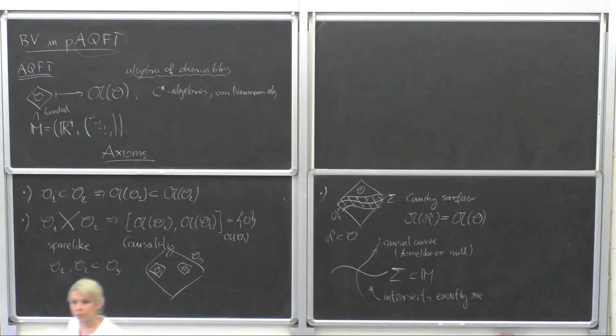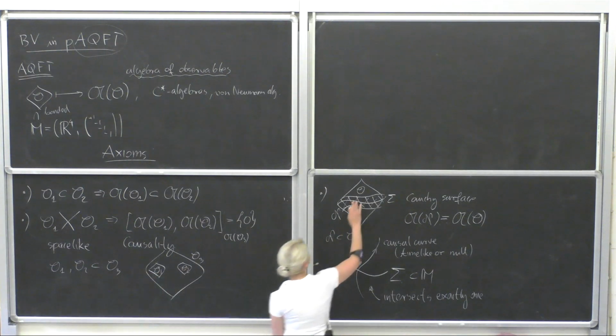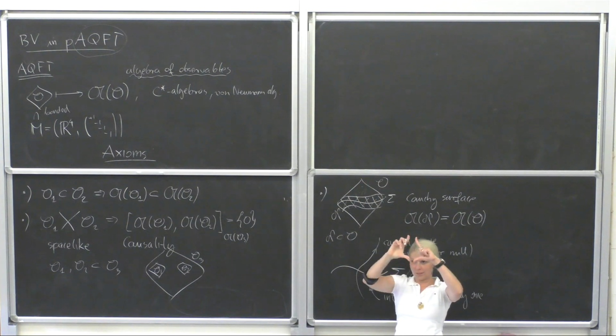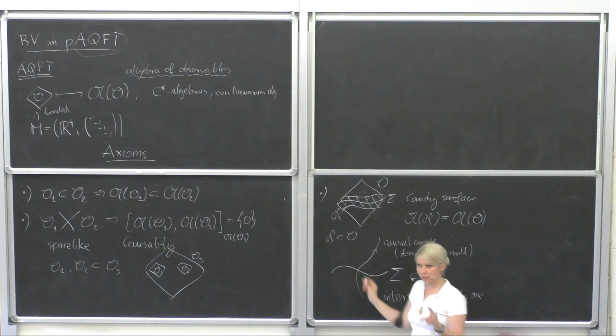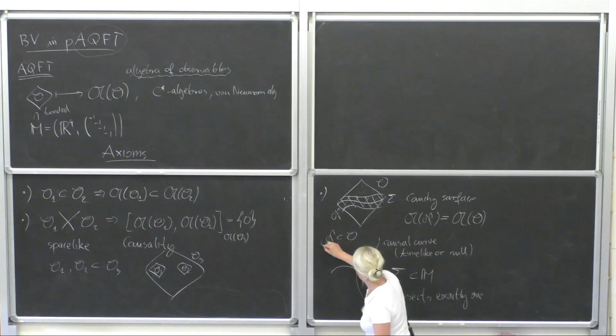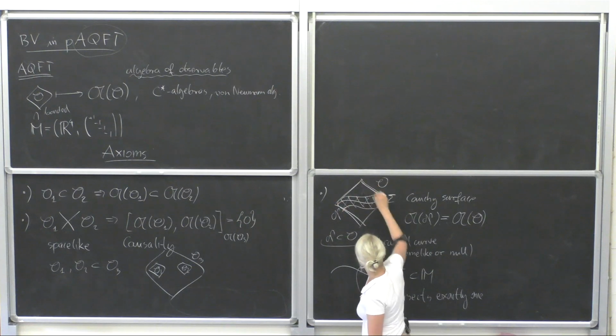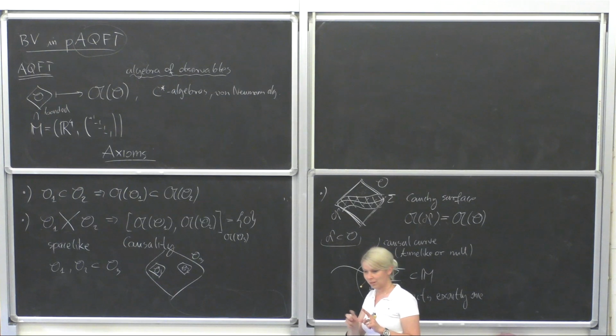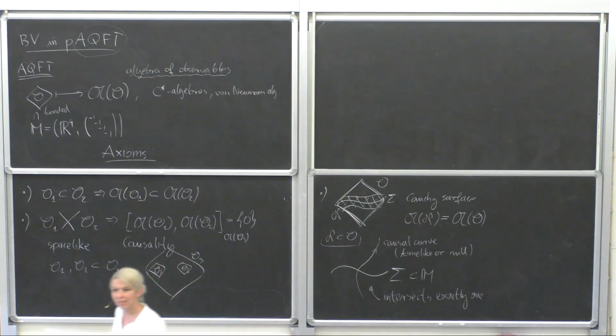Oh, future and past. So what is in the future? No, O is the whole thing. O is the whole double cone here. So O is not in the future. O is this set, this one. Does it make sense? I didn't understand your question.